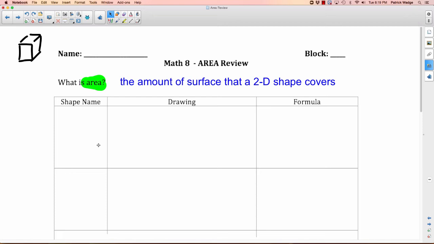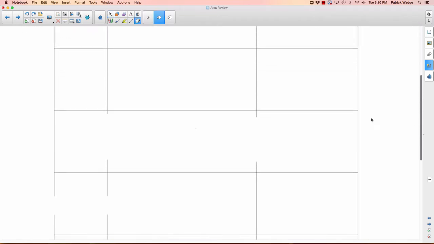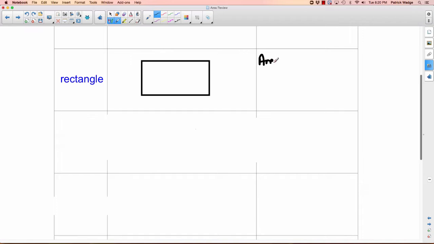All right, so we've got some flat shapes here that we want to look at. Let's start with our friendly rectangle. You know what that looks like. Do you know what the formula is for a rectangle? Area equals length times width. Or of course, we're just going to do it a little bit faster: area equals L times W.